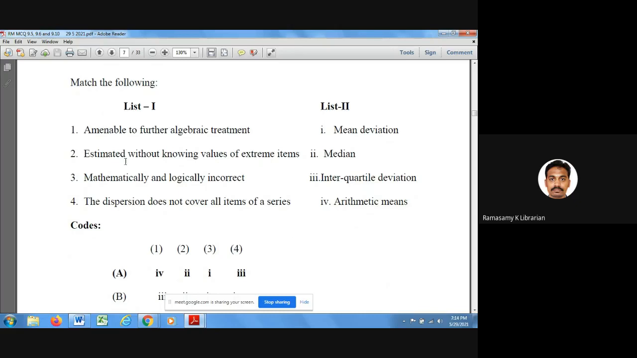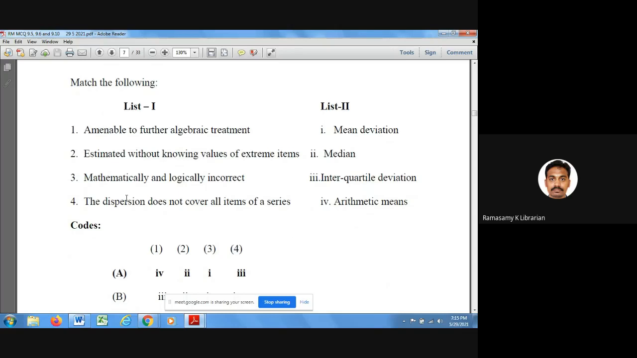Then, estimated without knowing values of extreme items. See, there is a value we are trying to find out, but we are not bothered about the extreme cases. What is that? That is called a median. For example, you collected data from 100 students, the height of 100 students. You arrange all the 100 observations in decreasing or increasing order. So you are not bothering about the lowest heights. You are not bothered about the highest heights. You simply find out the middle value and report. That is called a median. So estimated without knowing values of the extreme items, that is median.